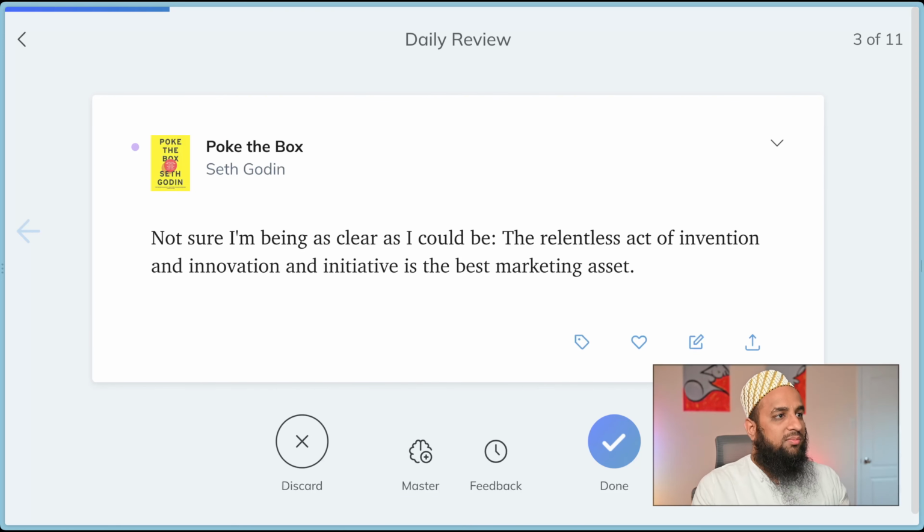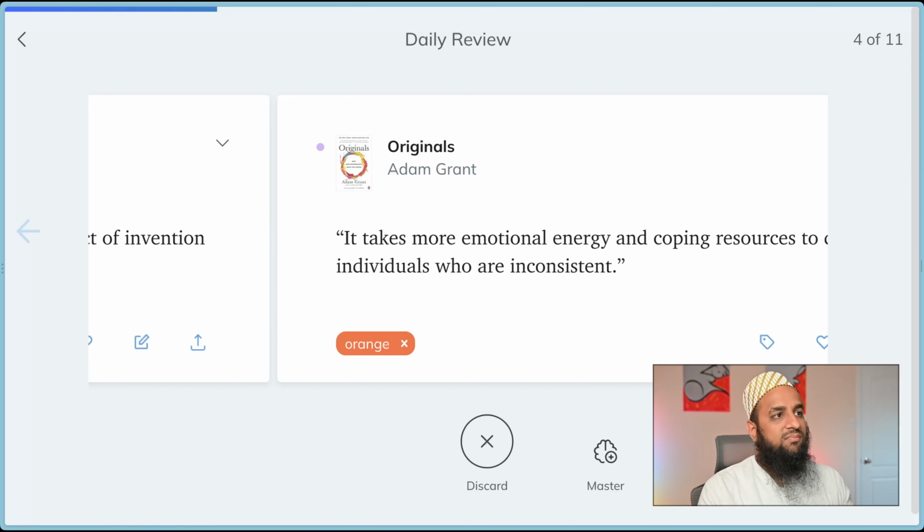Okay, this is from Poke the Box. Not sure I'm being as clear as I could be. The relentless act of invention, innovation, initiative is the best marketing asset. The highlight is that the author is being assertive over here, emphasizing the point that invention, innovation, initiative is the best marketing asset for organizations who want to build an edge, who want to show a difference. It's very quick. Again, let's move on.